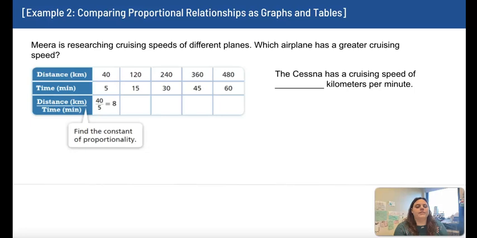40 divided by 5 is 8. 120 divided by 15 is 8. 240 divided by 30 is 8. As you can see, we get the same answer every time we divide distance by time. So in this case, the Cessna has a cruising speed of 8 kilometers per minute. Now, again, you're going to want to make sure you copy down all parts that are missing in your notes.